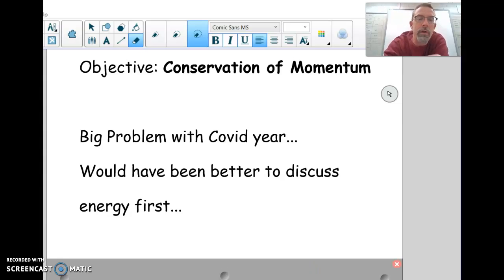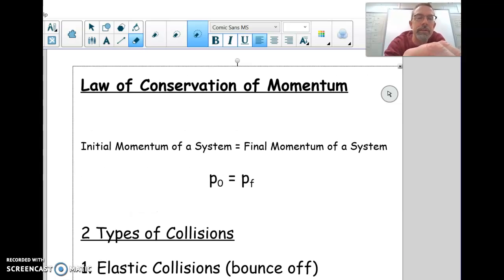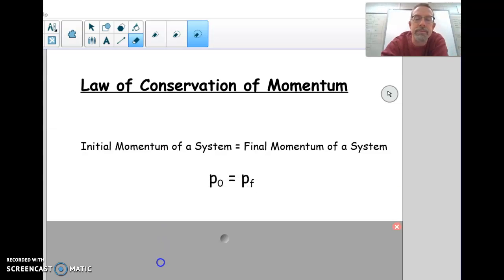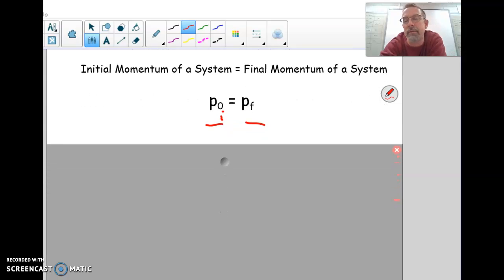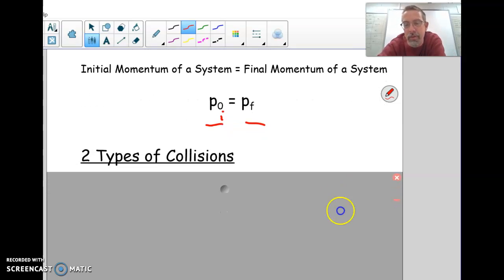So what are we going to be looking at? The law of conservation of momentum says this: if I have some initial momentum of the system, that is going to equal the final momentum of the system. So the momentum at time zero, which we've often been calling the initial momentum, is going to equal the final momentum, especially if I've got a system of bodies that are going to interact with one another.